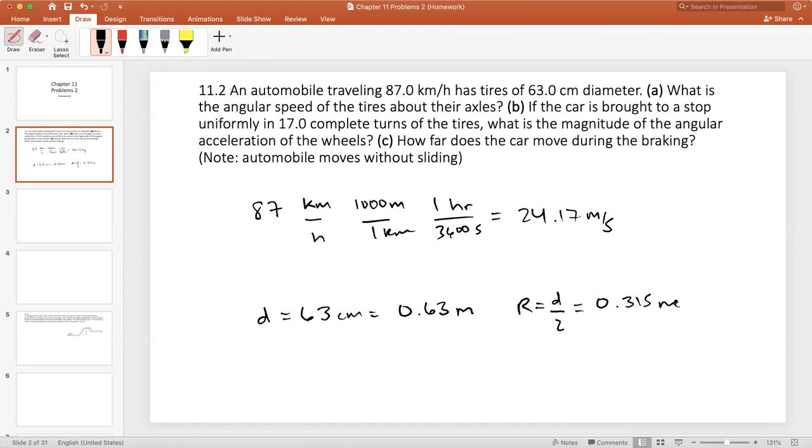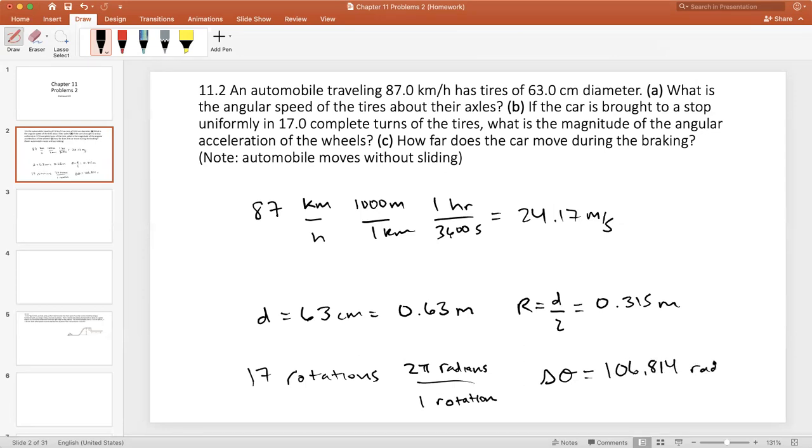We should note one last thing, that 17 complete turns or rotations is equal to, if we multiply this by, there are 2 pi radians in 1 rotation, we get a change of angle of 2 pi times 17, which is 106.84 radians. When you actually do this problem, your numbers are going to be different.